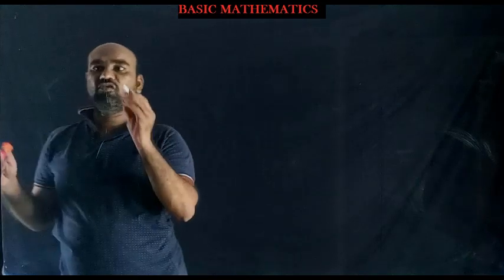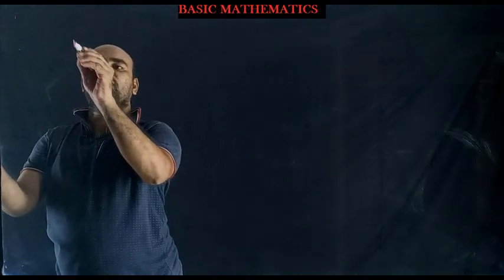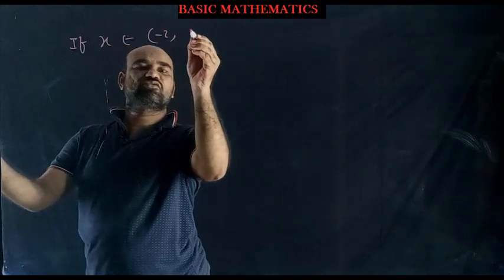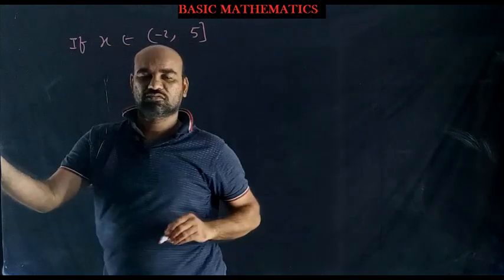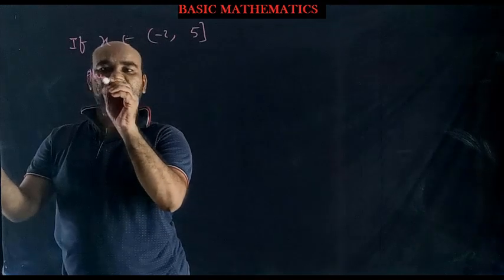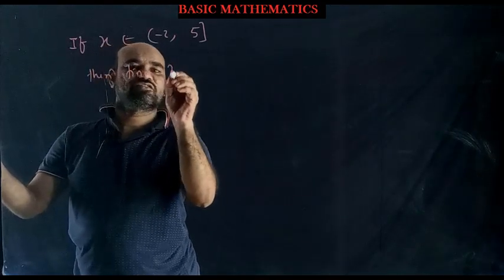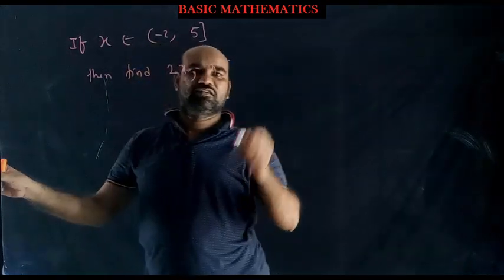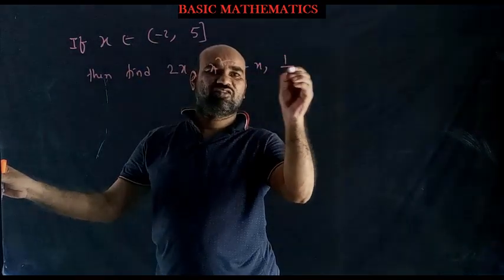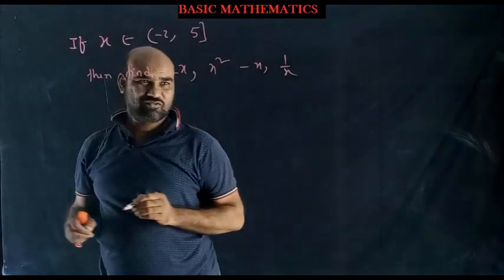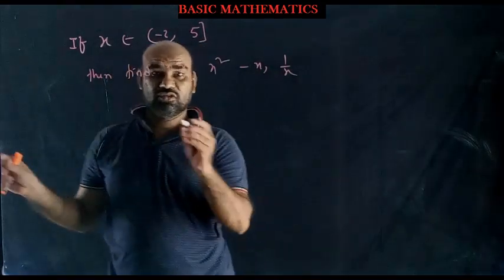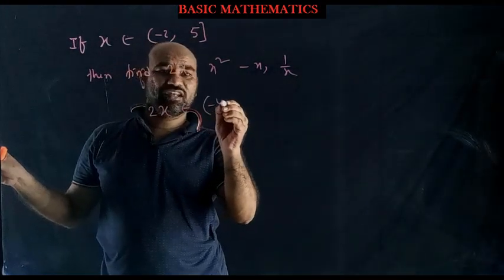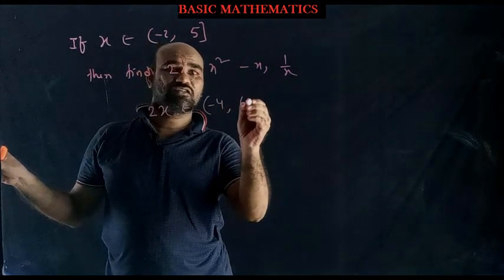Okay friends, one more problem. If x belongs to open -2 to 5 closed, then find 2x squared minus x, 1 by x. Just 4 I want. 2x is easy only. Directly I can say that 2x belongs to open -4 to closed 10.